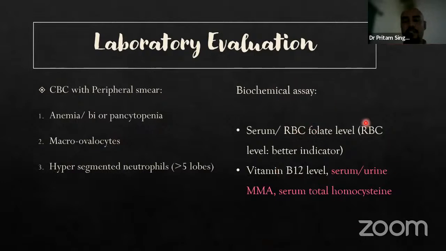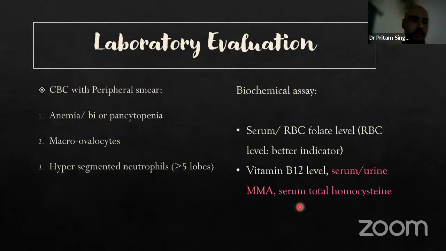Biochemical assays are now increasingly being used, serum or RBC folate being indeed a better marker. But more than the B12 level, different biochemical assays of vitamin B12 function, like serum and urine methylmalonic acid and serum total homocysteine, are better markers of vitamin B12 metabolism than others.